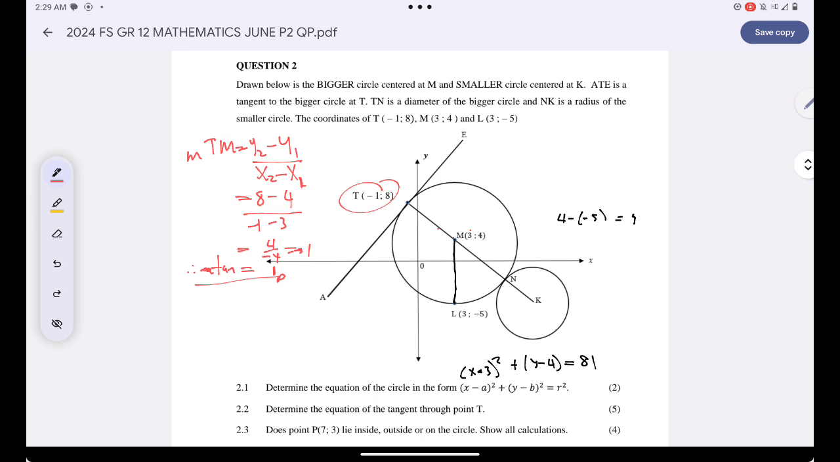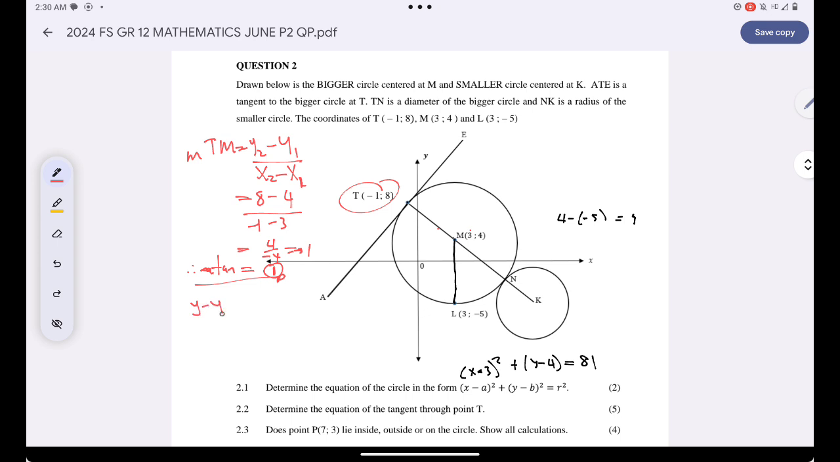If two lines are perpendicular, if you have the gradient of one line, to find the gradient of the other line, you must simply flip it around and change the sign. Are we together? So now I know the gradient of my tangent is 1, and the point is T.